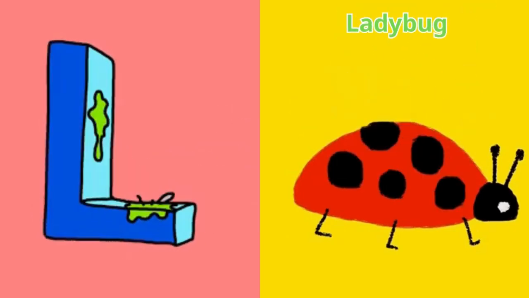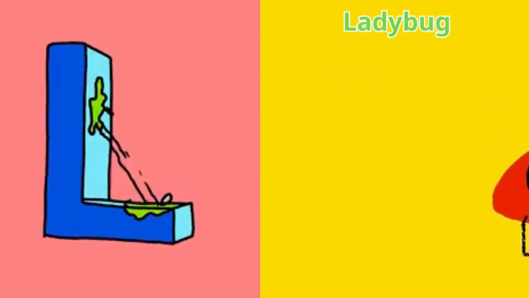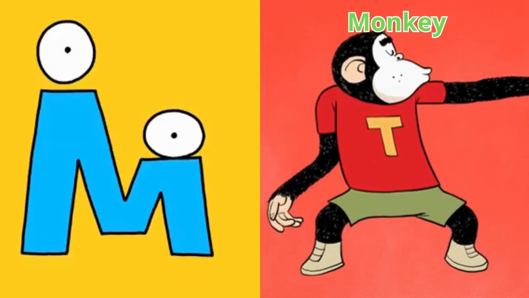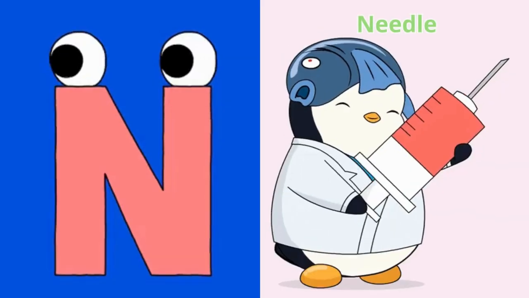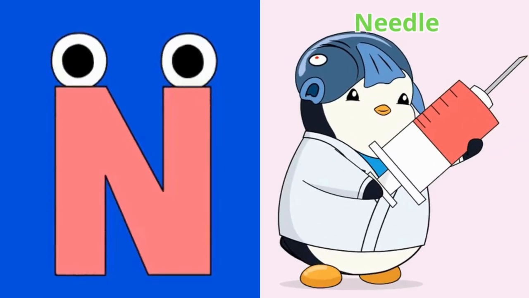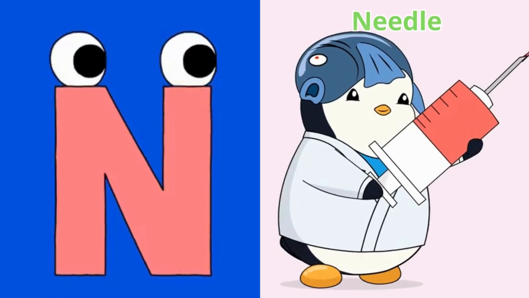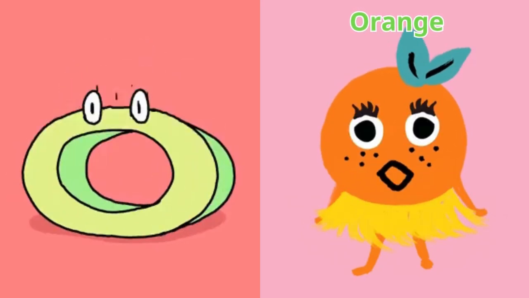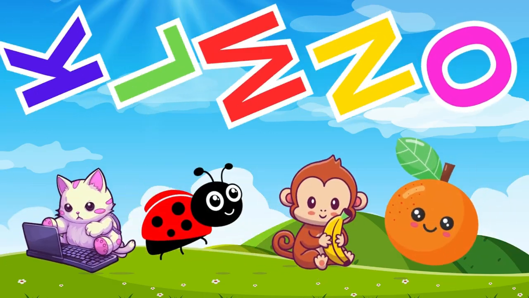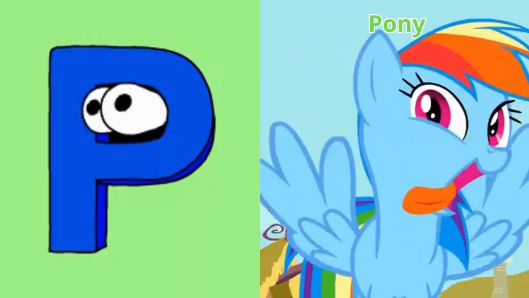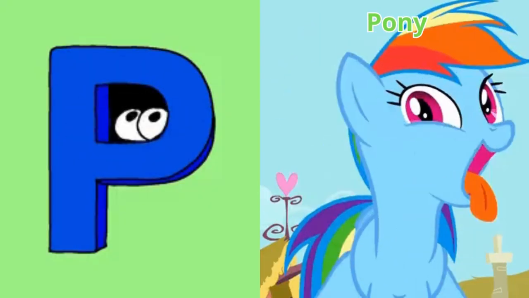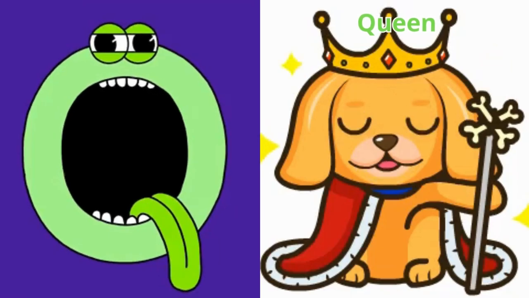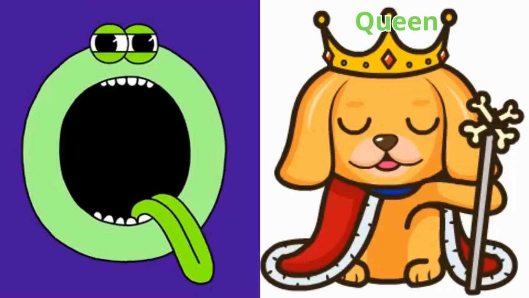L is for ladybug, ladybug. M is for monkey, monkey. N is for needle, pony, pony. Q is for queen, queen.